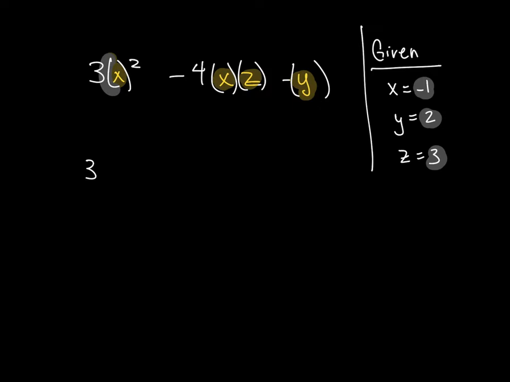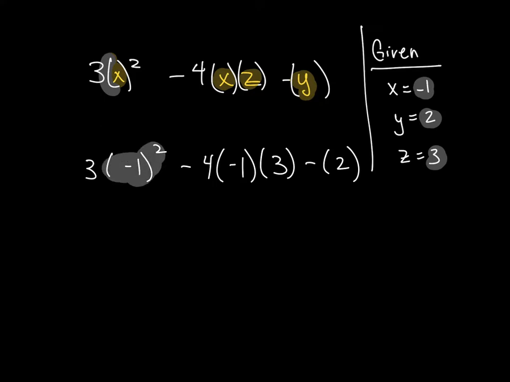So this gives us 3 times negative 1 squared minus 4 times negative 1 times 3 minus my y, which was 2. Now, order of operations here again tells us everything that we have to do first. So what I have to do first is the negative 1 squared. So that gives us 3 times 1 minus 4. Now what I'm doing inside here is I am doing my multiplication pieces next. So I'm taking that negative 1 times the 3, and that will give us a negative 3 minus 2.